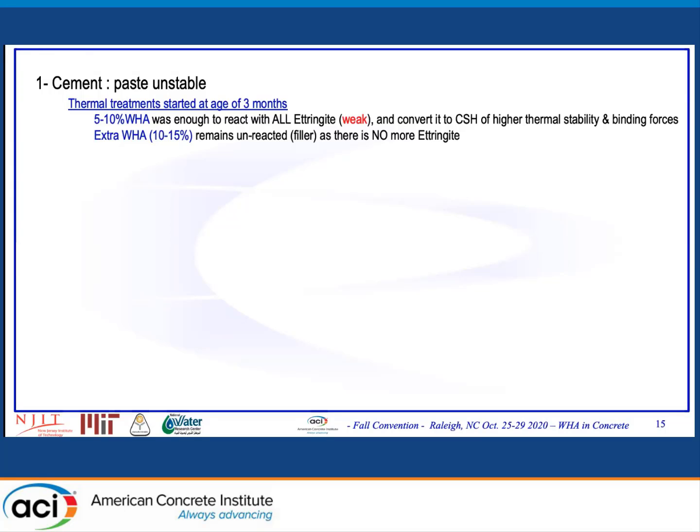Basically the ettringite is the weak ingredient in the cement system, and the ash converts all of this to CSH of higher thermal stability. And beyond 10%, the water-hyacinth ash acted as a filler, as there is no more ettringite in the system.